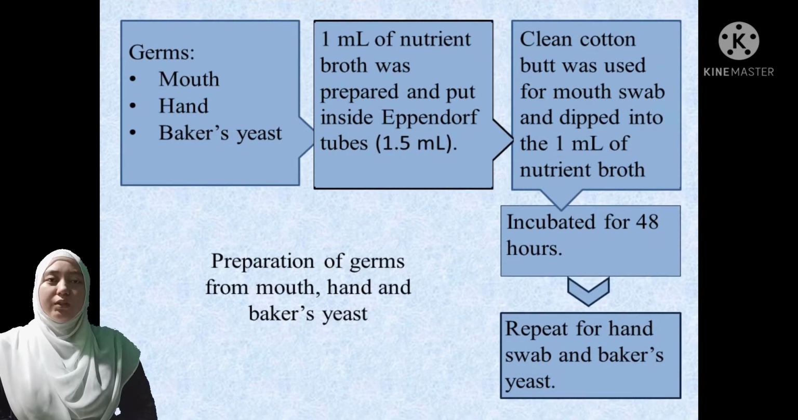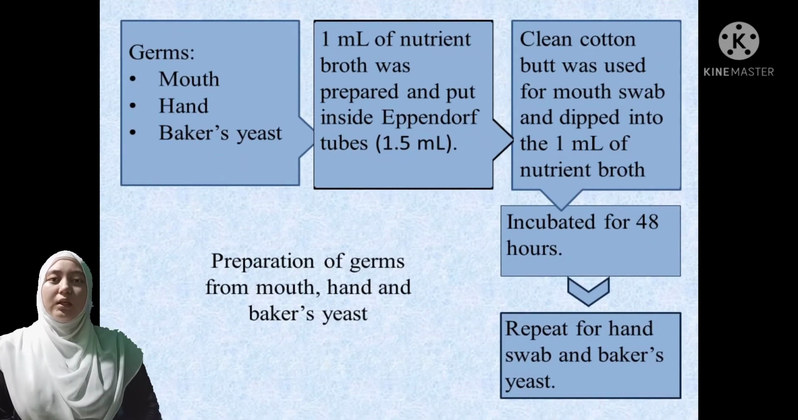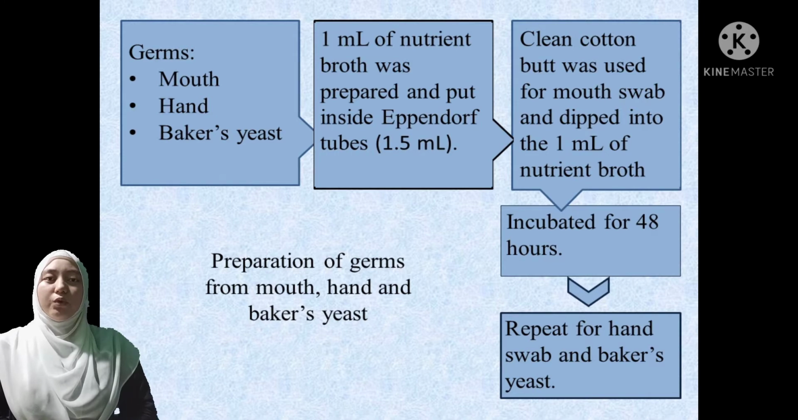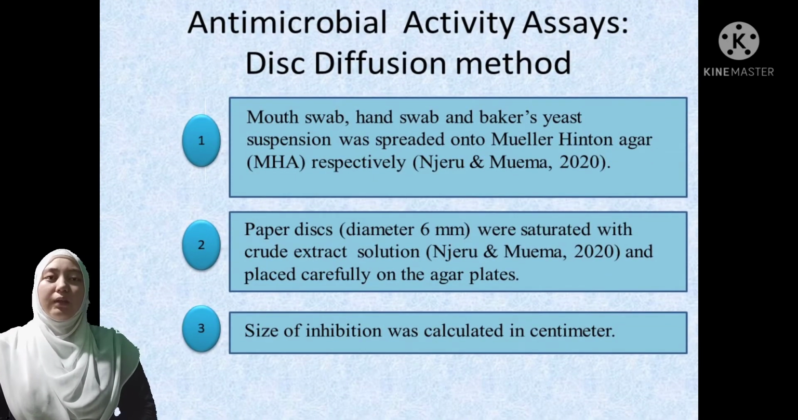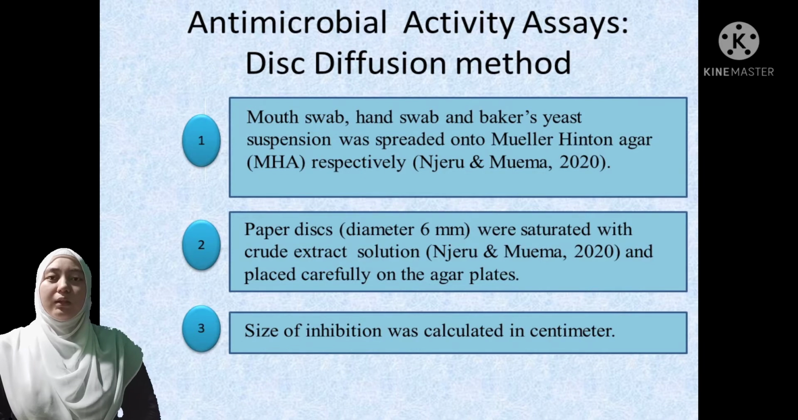For preparation of germ from mouth, hand, and Baker's yeast, 1 ml of nutrient broth was prepared and put inside an Eppendorf tube. Then a clean cotton bud was used for mouth swab and dipped into the 1 ml of nutrient broth. The culture was incubated for 48 hours at room temperature. The steps were repeated for hand swab and Baker's yeast preparation. Next, antimicrobial activity assessed using the diffusion method.